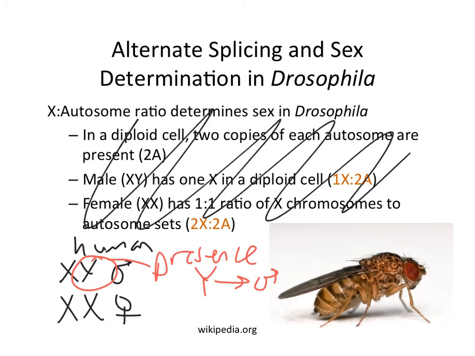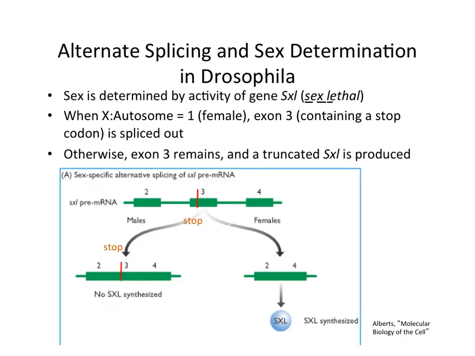So you can kind of ignore the rest of that. Don't worry about X to autosome ratios. Right, the important thing is if you've got 1 X chromosome, you're male, 2 X chromosomes, you're female in Drosophila. This difference, this is mysterious, the details. How many X chromosomes you have initiates a cascade of alternative splicing events. So this is how it works.